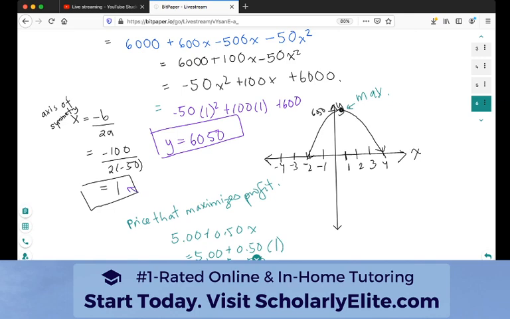So this is the number of price increases at 50 cents each, and this is the max profit to be attained when you do that.